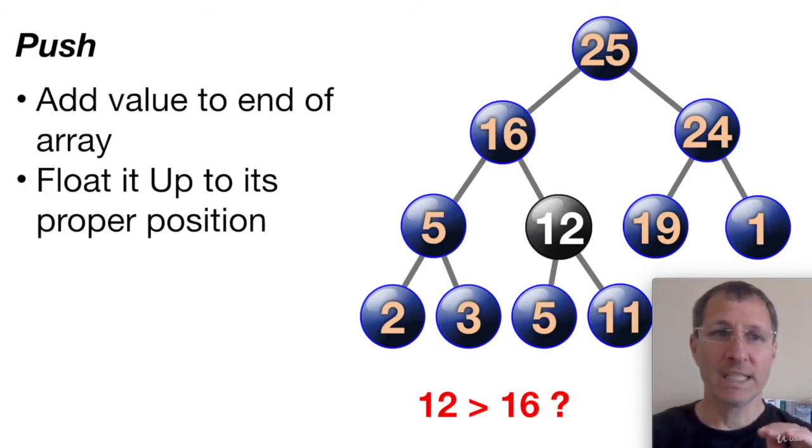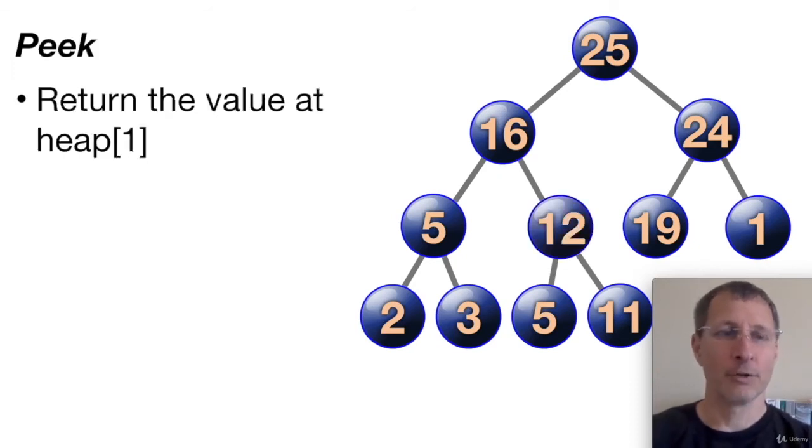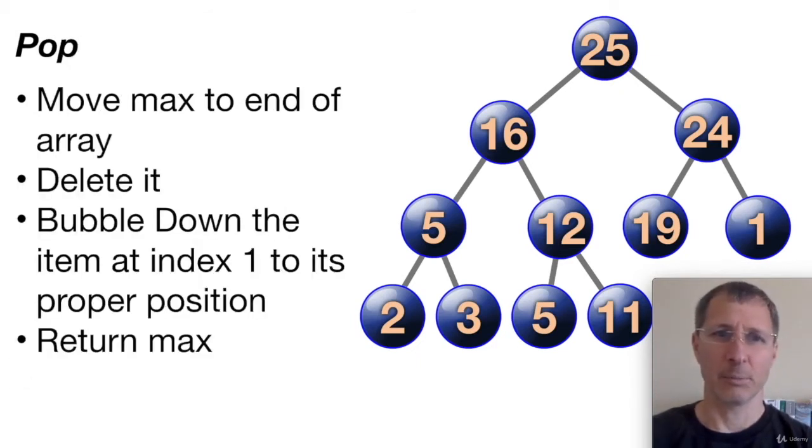So this is one of the key behind-the-scenes functions that we have to code, which is called float up or bubble up. When we add an item to the bottom of the tree, we need to be able to bubble it up to its correct position in the heap by comparing it to its parent nodes and then swapping. So we use that every time we do a push operation. Peek just returns the value at the top of the heap, which is going to be heap of index number 1. And that's pretty straightforward. We don't really need to pop it off or anything. So we just get that item and return it.